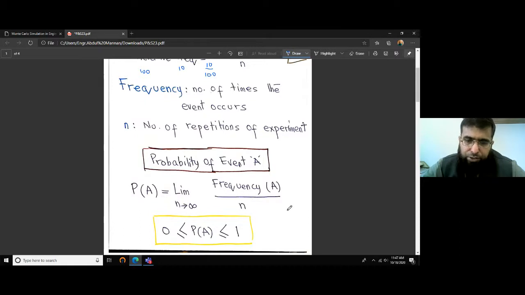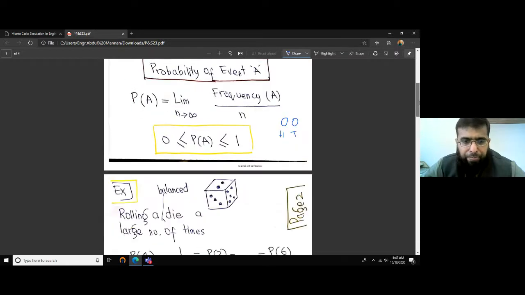For example, for a coin toss, if we toss the coin an infinitely large number of times, the number of times we get a head divided by the total number of times we toss the coin would be the probability of getting a head. So this is very important. We have to repeat the experiment a very large number of times. And the probability of any event would be between 0 and 1.